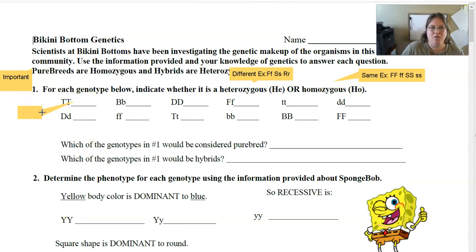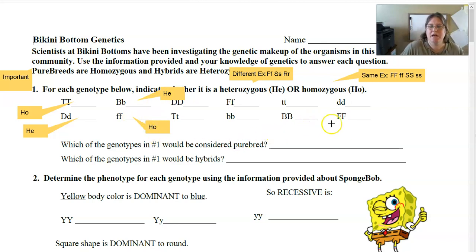So this one would be what? It would be two of the same, so that would be homozygous. This one would be two different, so that would be heterozygous. This one would be two different, sorry, and that would be heterozygous. And this one would be two of the same, which would be homozygous.